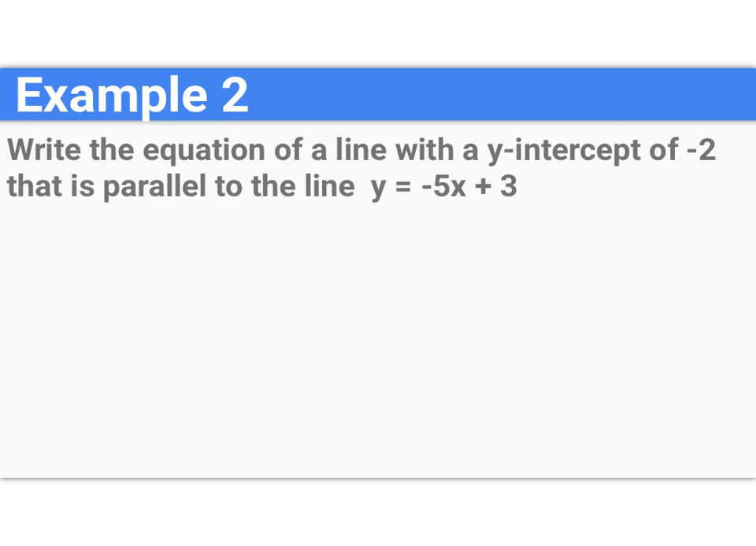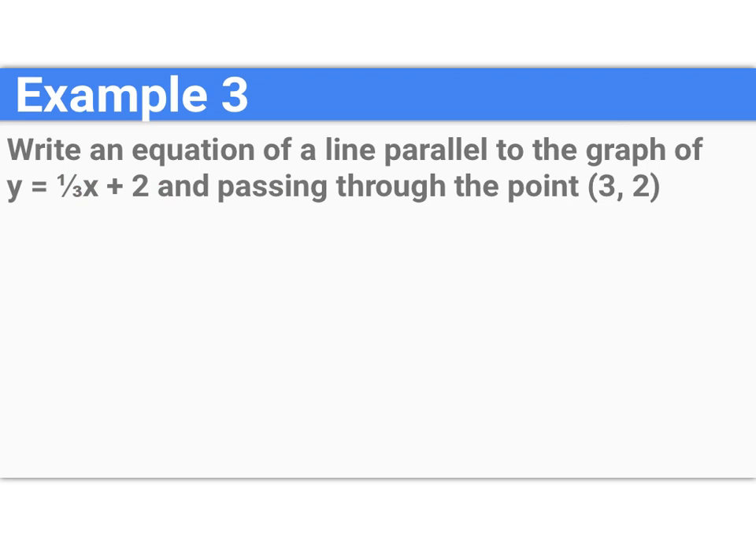Write the equation of a line with an intercept of -2 that is parallel to the line y equals -5x plus 3. So the slope is the same, so we just write y equals -5x minus 2. Y equals -5x plus 3. Same slope, different intercept. That's parallel lines.